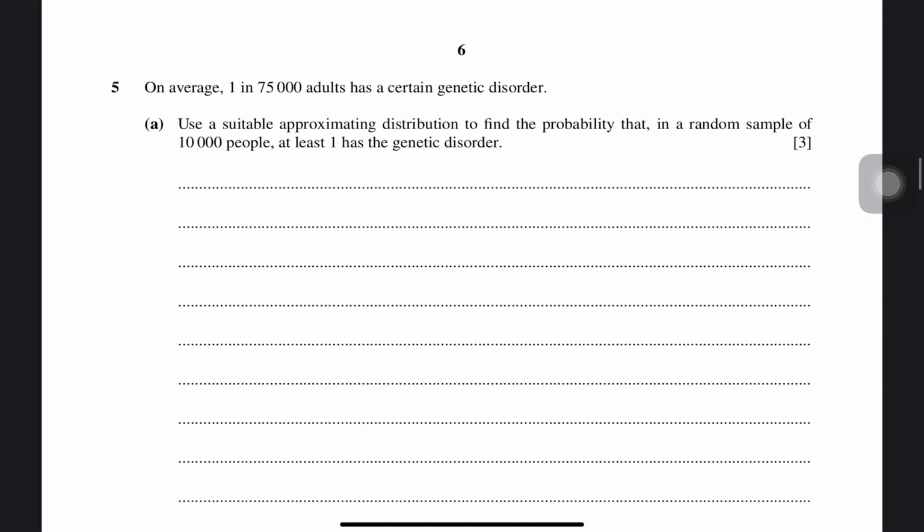Okay, this says on average 1 in 75,000 adults has a certain genetic disorder. Use a suitable approximation. So this looks like a binomial question, but I see that p is very small. P is 1 over 75,000. So since n is large and p is small, I'm going to convert this into a Poisson distribution.